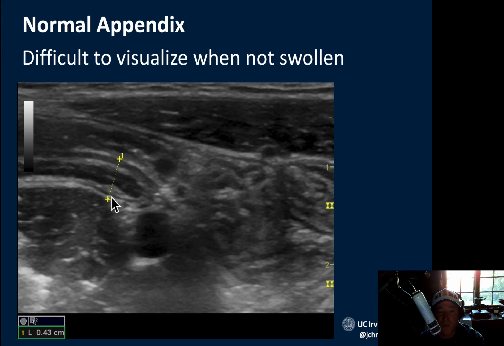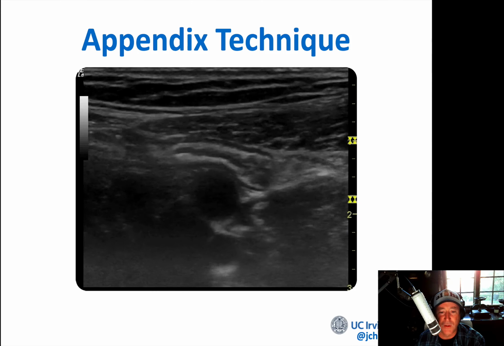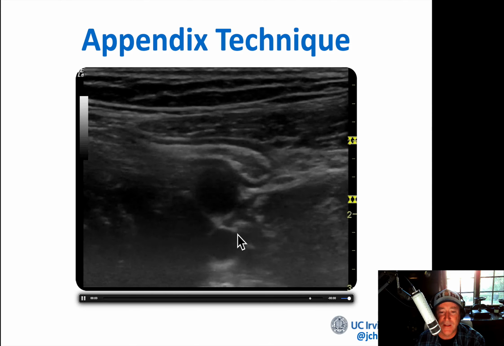This one's only 4.3 millimeters, so obviously it's not 6 millimeters, it's normal. But you can make out it's got 3 layers to its wall here, maybe 1, 2, 3. Maybe over here, 1, 2, 3. So hyperechoic outer wall, hypoechoic, and then another hyperechoic inner wall. That's kind of how a normal appendix appears.